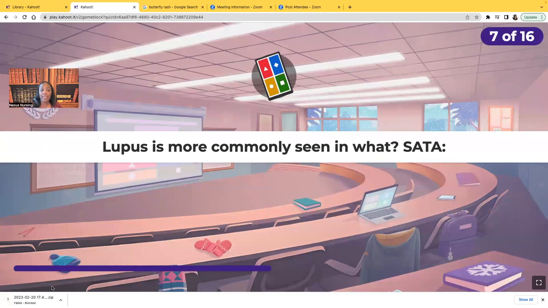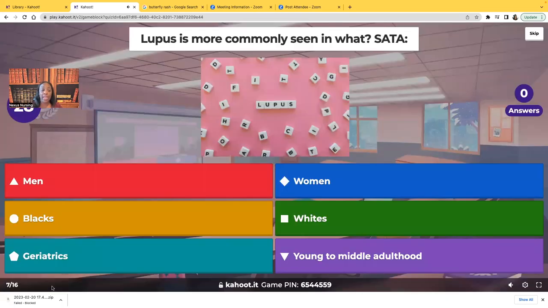Select all that apply. Lupus is more commonly seen in what? Select all that apply. Is it men, women, blacks, whites, geriatrics, young to middle adulthood? Lupus, what do you say?